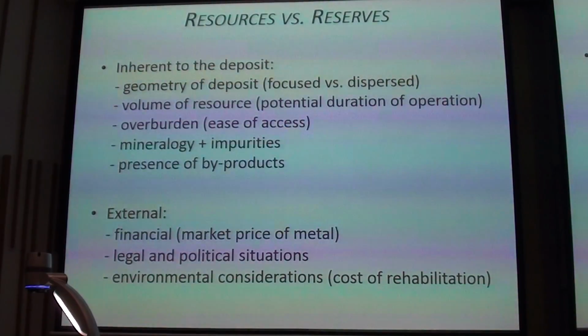The mineralogy, so what is the deposit made of, whether there are any impurities or whether there are any byproducts that could be also exploited to make a profit.